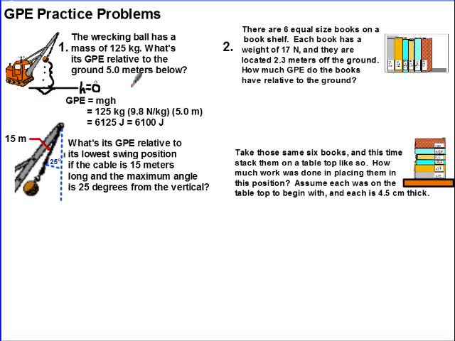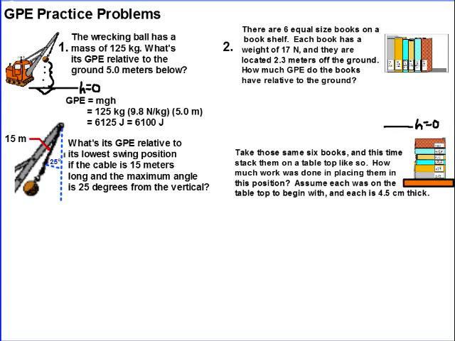Over here we have a bookshelf that's holding 6 different equal-sized books. Each book has a weight of 17 newtons, and they're located 2.3 meters off the ground. So how much GPE do those books have relative to the ground below? And again, this is my ground, that's my reference location, and each one of those books has a weight of 17 newtons, and they're all lifted 2.3 meters off of that ground.